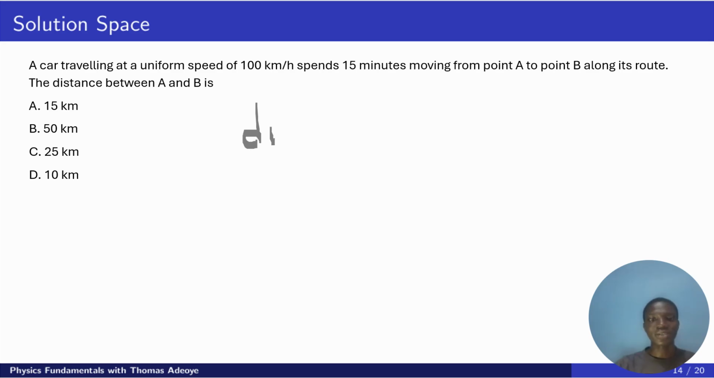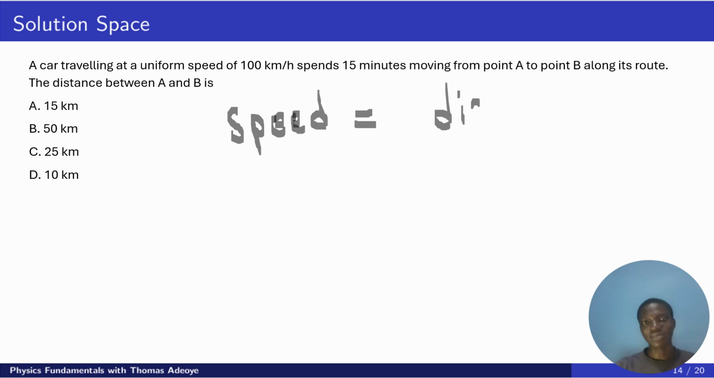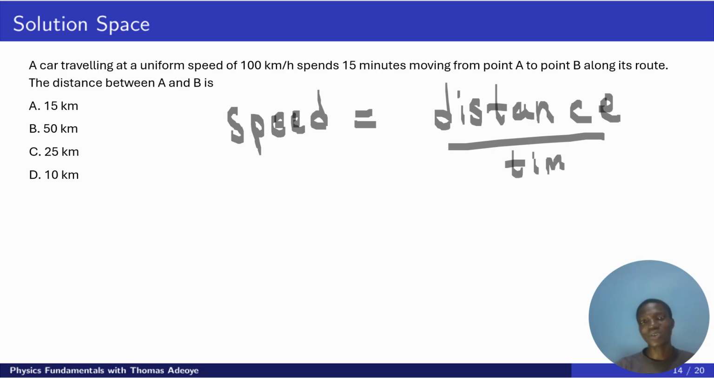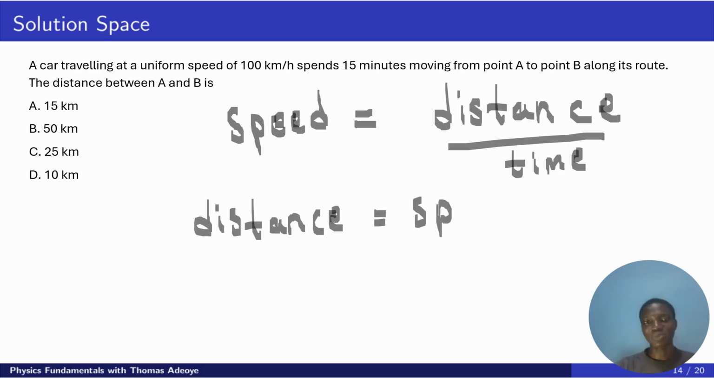You can just say that the average speed is equal to distance over time. This is just the formula we are using for this question. We want to calculate distance, so you cross multiply, and distance will be equal to speed times time. So it's just you multiplying speed by time.